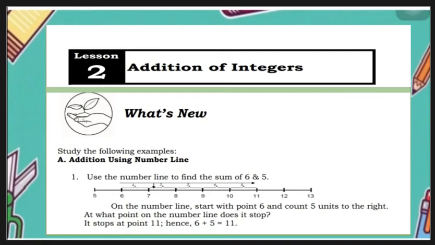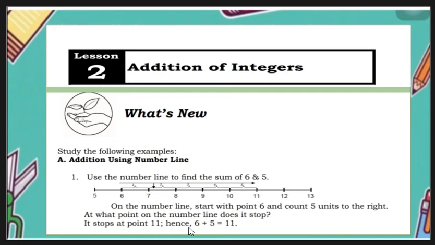Use the number line to find the sum of 6 and 5. On the number line, start with point 6. Since all are positive, start at 6 and count 5 units to the right. Let's count 1, 2, 3, 4, 5. At what point on the number line does it stop? It stops at number 11.